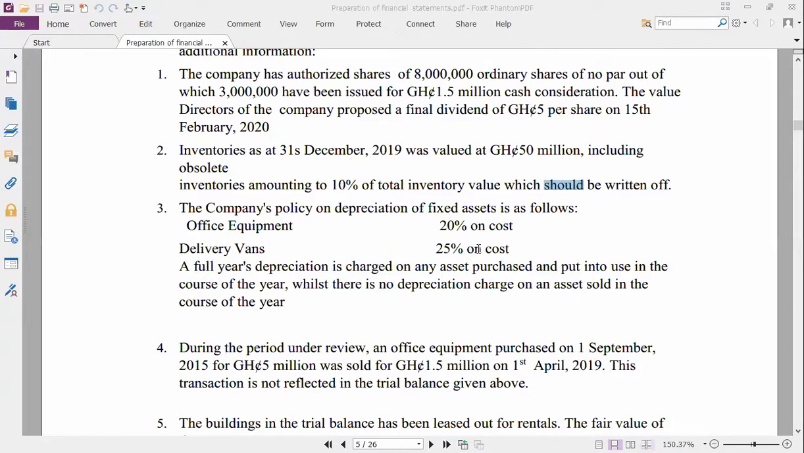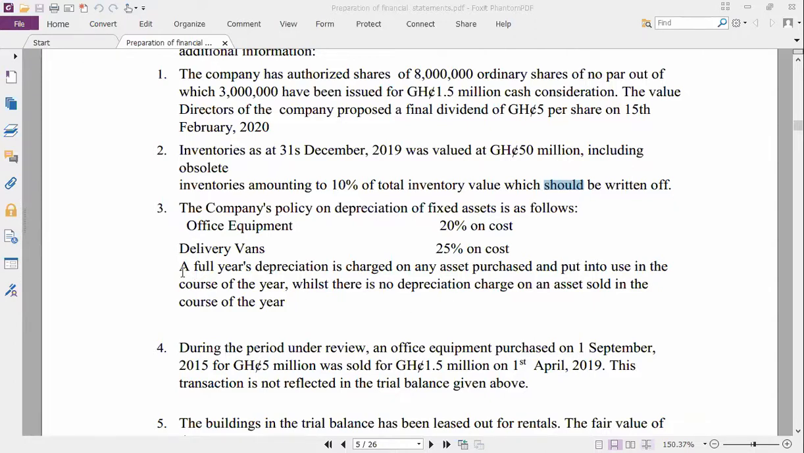So which of the methods are we going to use? On cost means straight line. So on cost means straight line method of what? Depreciation. That is the meaning of on cost. Straight line method of depreciation.